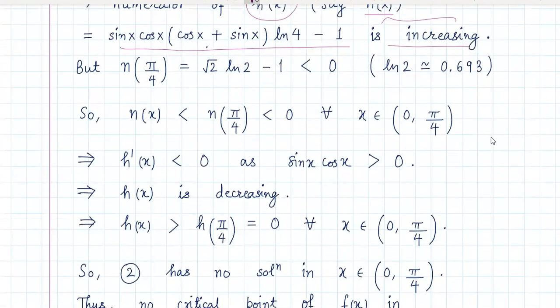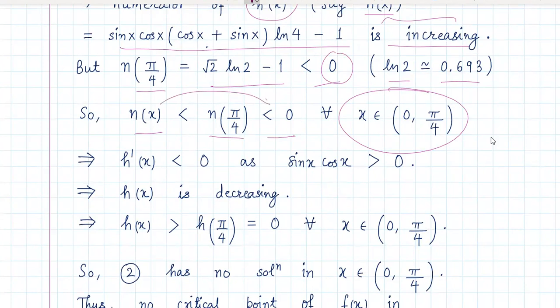But n of pi by 4 comes out to be this quantity, which is obviously less than 0, since we know ln 2 is approximately 0.693, root 2 is approximately 1.414. So easily you can observe this will be a negative quantity. But since n of x was an increasing function, in this interval n of x would have to be less than n of pi by 4, which is less than 0, as we have already proved. So n of x would be less than 0.